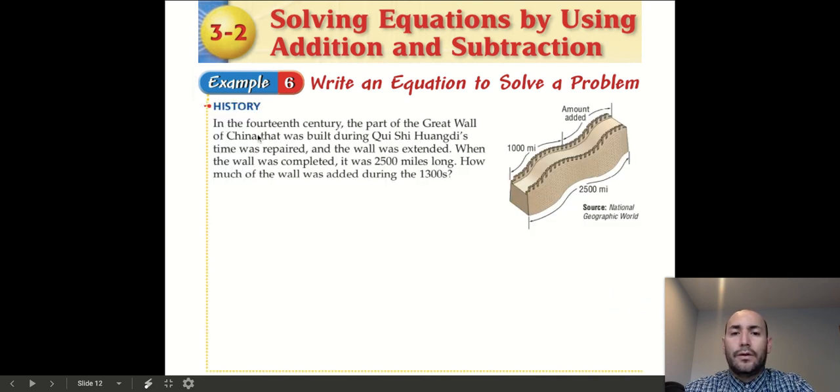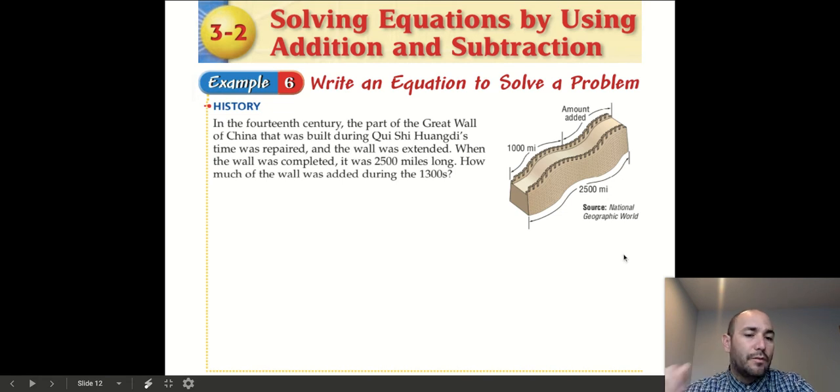In the 14th century, the part of the Great Wall of China that was built during Qi Huangdi's time was repaired, and the wall was extended. So not only did they repair this old wall, they extended it. When the wall was completed, it was 2,500 miles long. How much of the wall was added during the 1300s? Okay, so here's a little illustration. We know they built 1,000 miles during that original era, and then they added some amount, and then we know that they finished with 2,500 miles of wall.